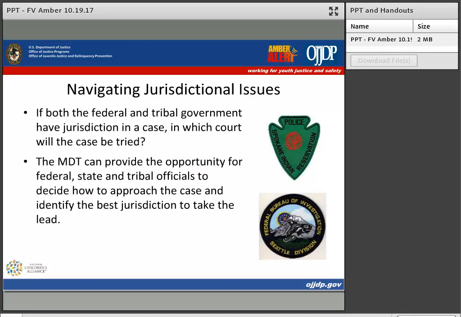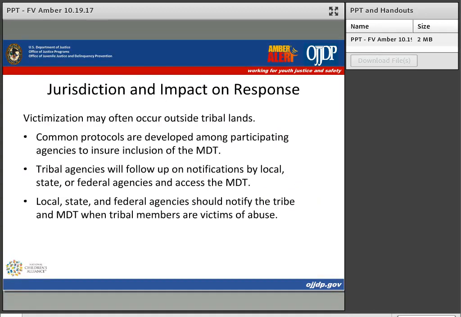When you have an MDT that can provide a joint process for case review with federal, state, and tribal officials, and then a decision is made on how best to approach a case and how best to set jurisdiction for the success of that case and to protect the victim, then that is a huge resource that tribes are in desperate need of.